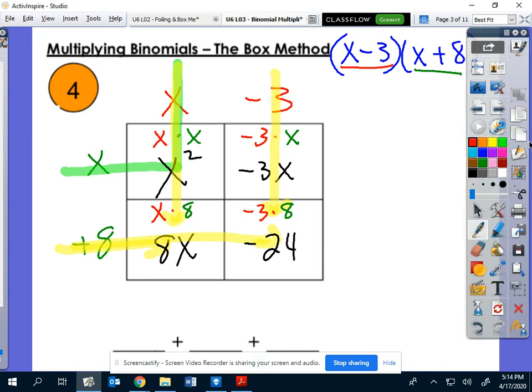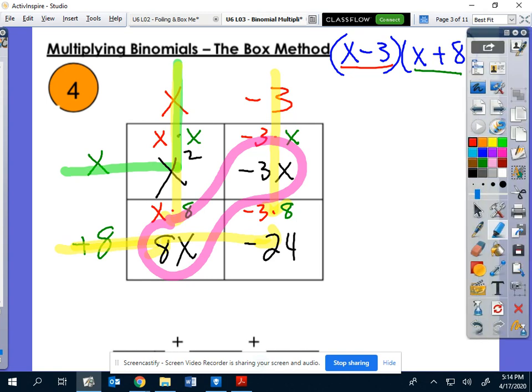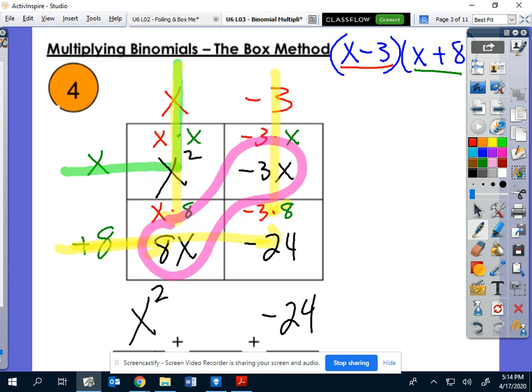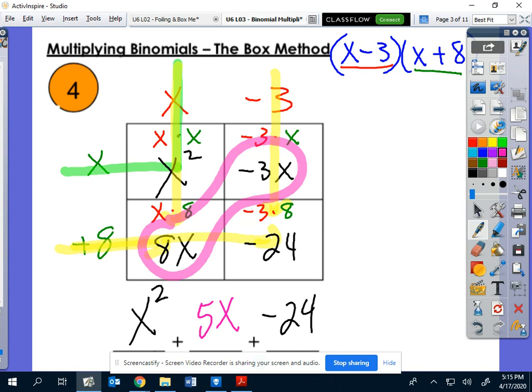Now, once you've got this, you need to recognize that very, very often, not always, you're going to have like terms. In this case, it's this 8x and this negative 3x. I like to call that the peanut, right? You get those two like terms, and those can be combined. The first term can't, it's just x squared. That guy is done. The last term doesn't change either. But my like term in the middle gives me 8x minus 3x, 5x. And you should be saying, well, isn't that what we got last time? Yes, it is what we got last time. That's the point. It's a different method, but you're going to get the same answer.